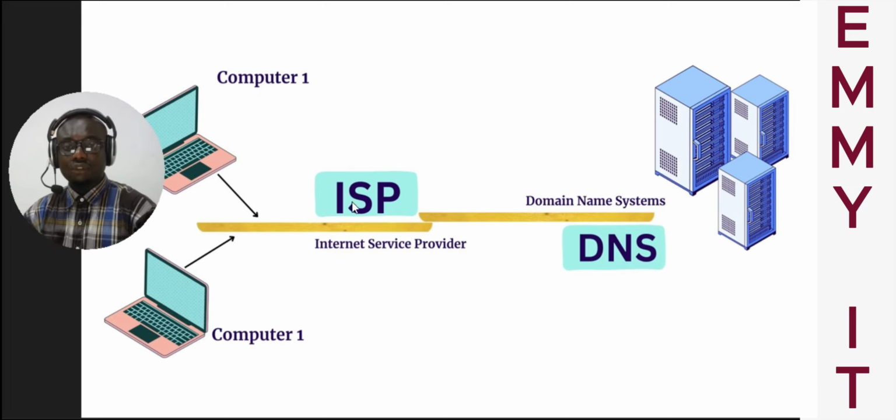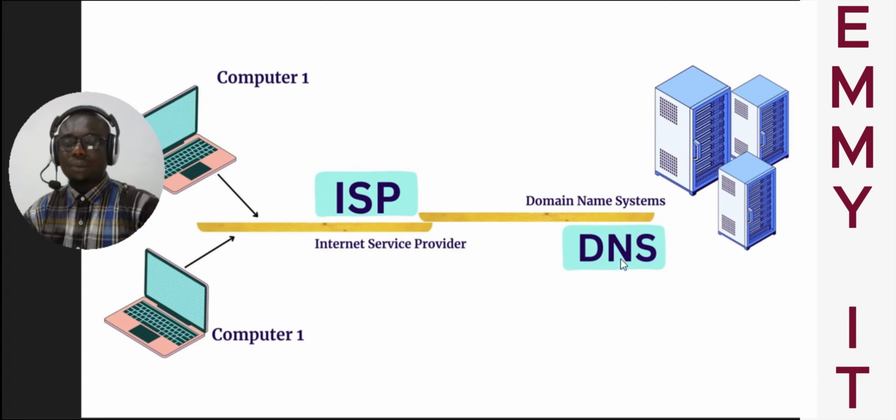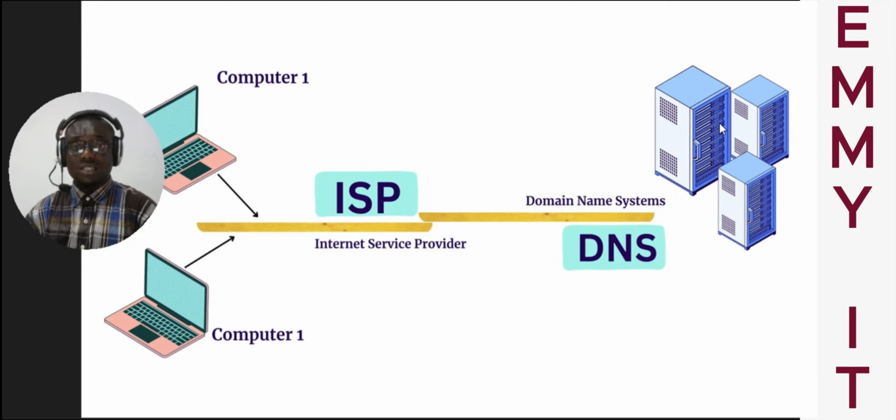The ISP will now take that information you're searching to look for the right domain that has that particular information, but it has to pass it through a domain name system, a system that consists of different website names on this server, so that it will be very easy to access it.